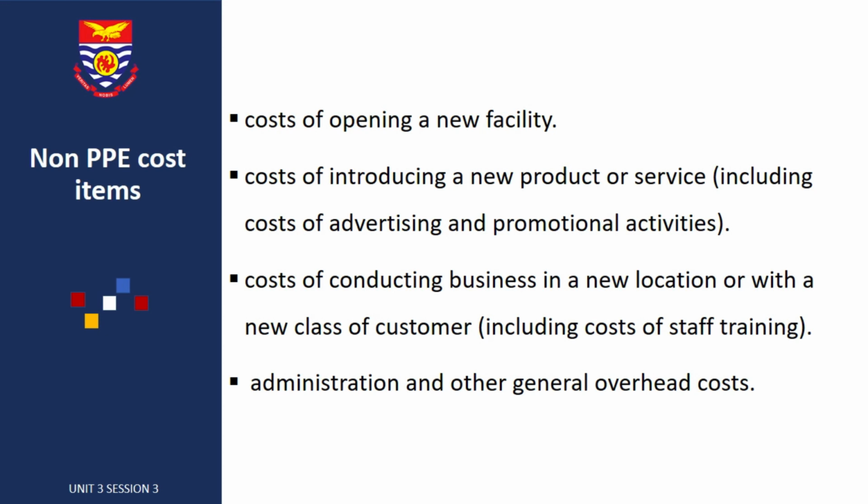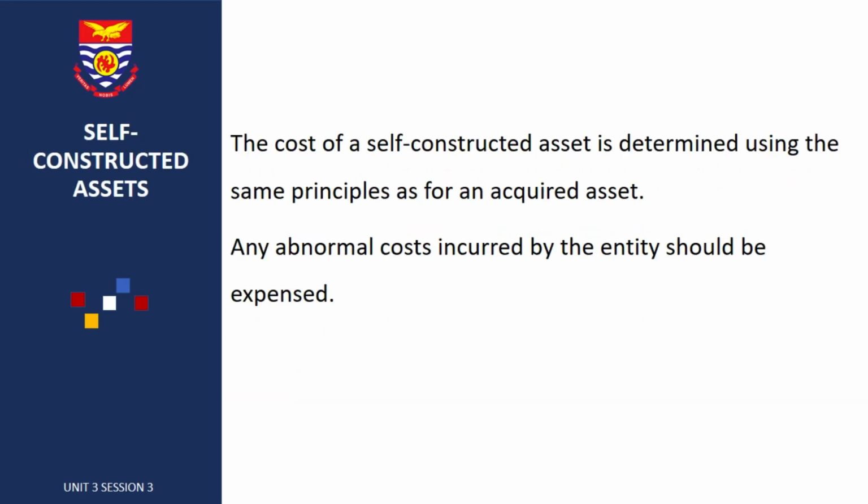And D, administrative and other general overhead costs. Administrative and other general overhead costs, they are also expensed rather than capitalized. Now let's look at self-constructed asset. The cost of a self-constructed asset is determined using the same principles as for an acquired asset.